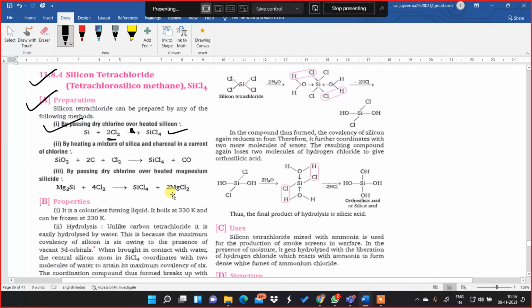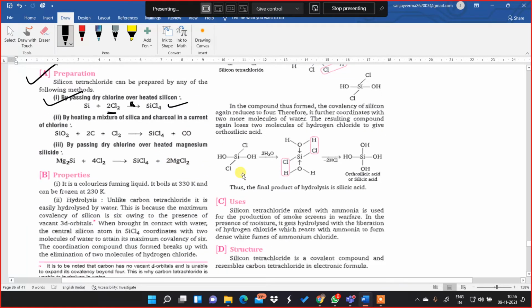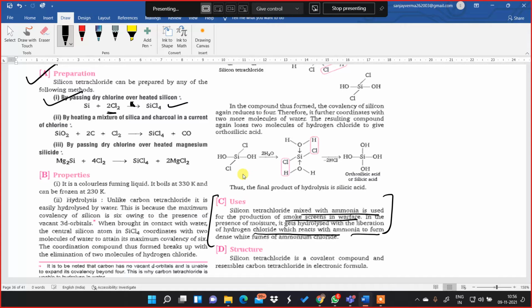Straight away, we can go to the uses of silicon tetrachloride. Silicon tetrachloride mixed with ammonia is used for the production of smoke screens in warfare. If you mix it with ammonia, it forms heavy, dense smoke during war times. In the presence of moisture, it gets hydrolyzed with the liberation of hydrogen chloride, which reacts with ammonia to form dense white fumes of ammonium chloride. So that is the only good use for silicon tetrachloride. It is used for making smoke screens in warfare.